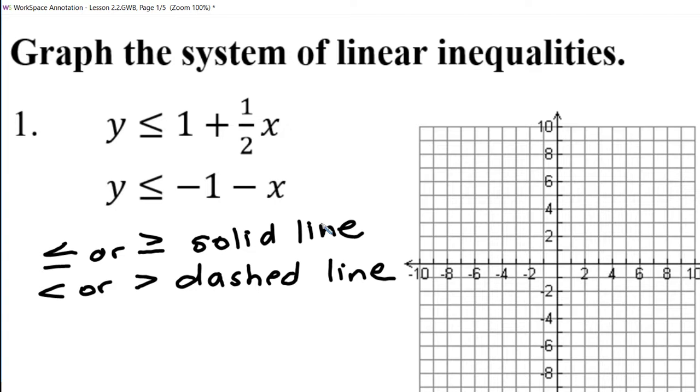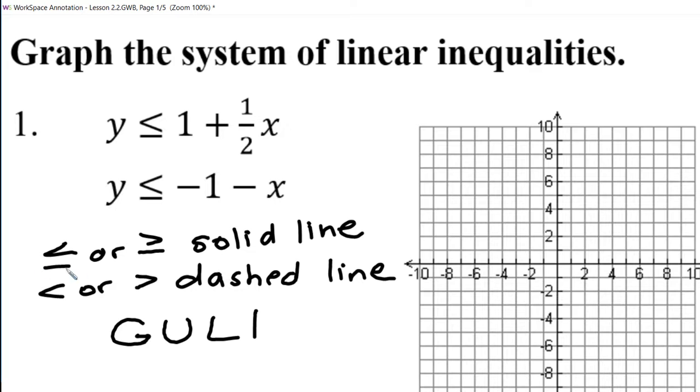And then with inequalities, we have to shade. Normally we shade left or right, but with a line, it's going to be shaded either up or down. Here's something I came up with to help you remember which way to shade. The acronym is GOLD. G-O-L-D. Gold.